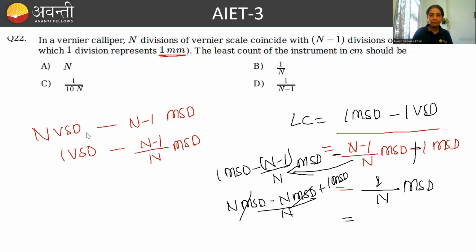Now put the value of the main scale division, that is 1 millimeter. So the answer is 1 by n millimeter. But we have to give the answer in terms of centimeter. 1 millimeter is equal to 1 by 10 centimeter. So it will become 1 by 10n centimeter. So the correct answer will be C.